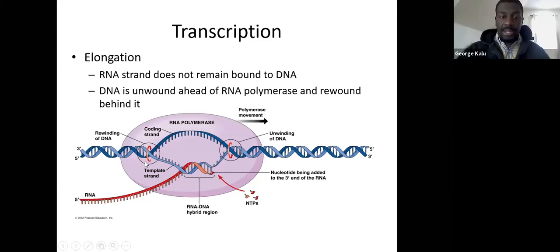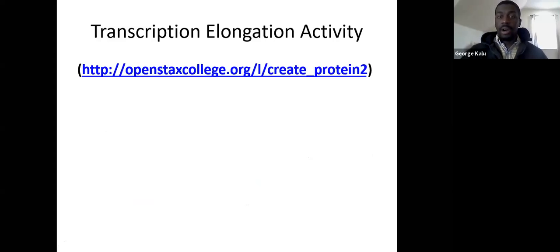Now, RNA polymerase is going to keep on moving and keep adding these RNA nucleotides in a complementary manner to the template strand. As it continues moving, the DNA ahead of RNA polymerase is going to be unwound in order to help access the template strand. And then as RNA polymerase moves out of our particular region, the DNA behind it is going to get rewound back up into its original formation. All right, so that's elongation, and that's pretty much how we're going to end up forming our RNA molecules. So now we're going to go ahead and do a quick activity here.